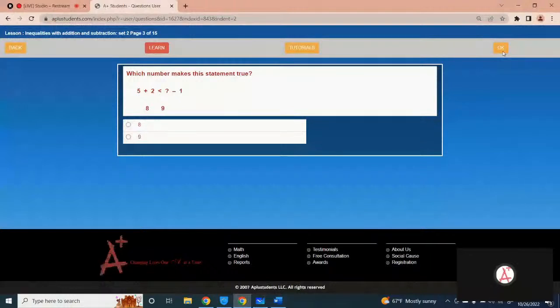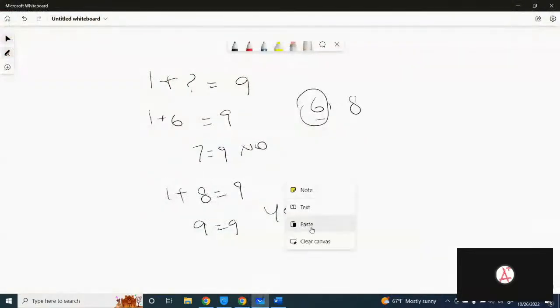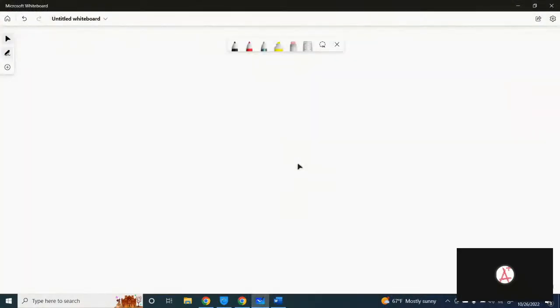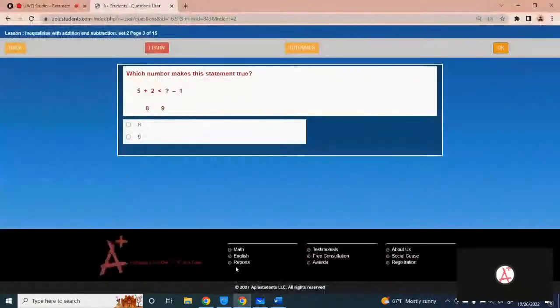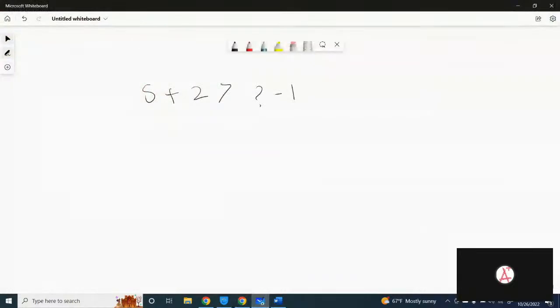Which number makes the statement true? 5 plus 2 is greater than the missing number minus 1, and the options are 8 and 9. So just replace the missing number with 8. So it would be 5 plus 2, 8 minus 1. 5 plus 2 is 7, and 8 minus 1 is 7. 7 is greater than 7? No, 8 is the incorrect option.